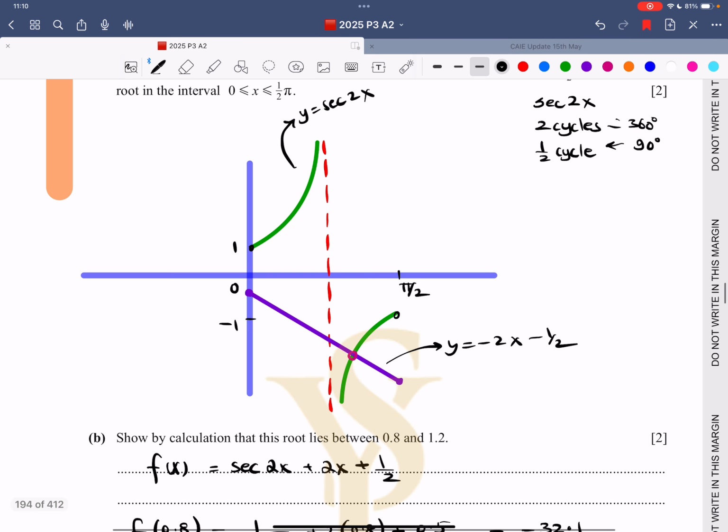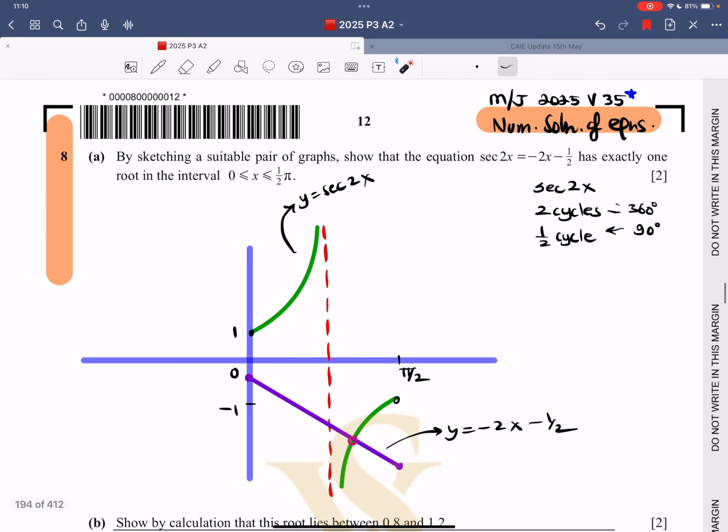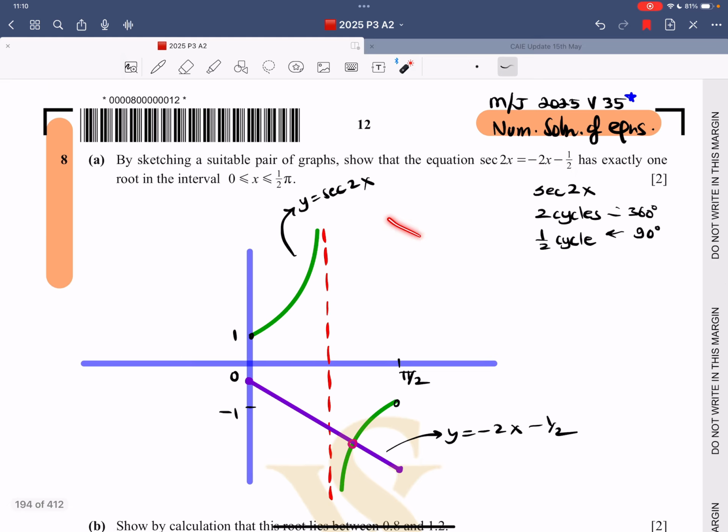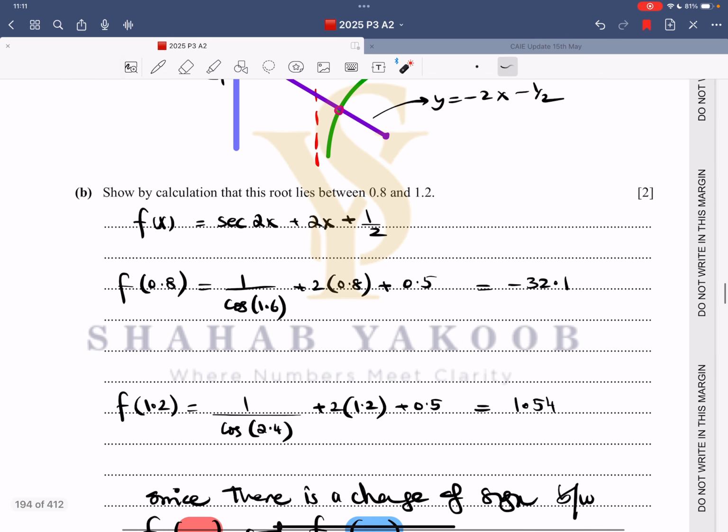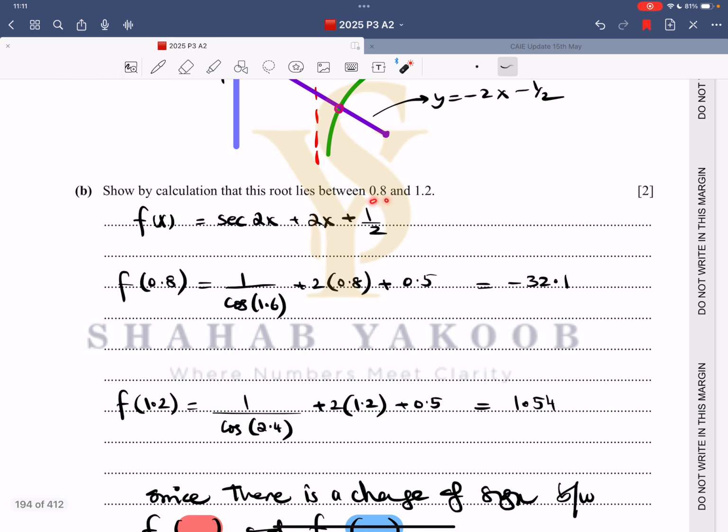So now this thing is labeled, and when we are drawing the line, be realistic. This is y = -2x - 1/2. Negative 2x means negative slope. Negative half is the y-intercept, and you have to focus over here, show that the equation has one real root. So one point of intersection over here, that is one real root. Show by calculation this root lies between 0.8 and 1.2.